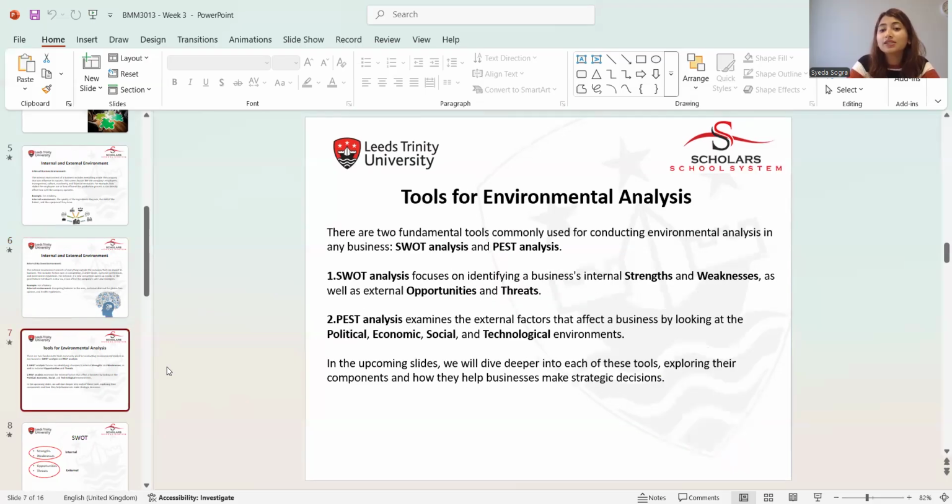To analyze the environment, we use two tools. One is SWOT analysis, another is PEST analysis. SWOT analysis focuses on both internal strengths and weaknesses and external opportunities and threats, whereas PEST analysis only examines the external factors that affect business decision making, which involve political, economic, social, and technological environments.